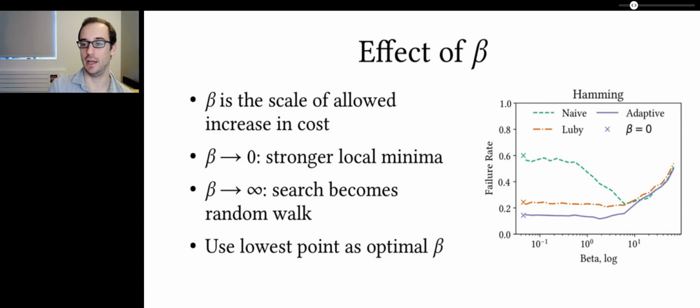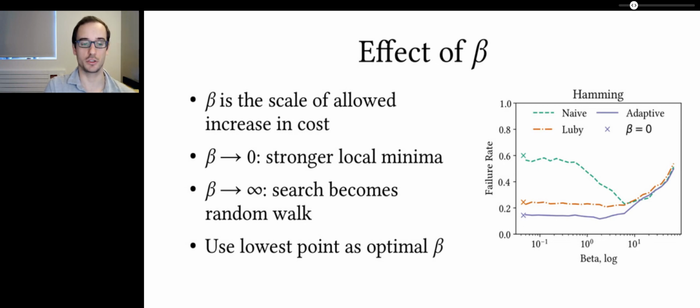Here we can see as we decrease beta, the naive algorithm starts to get worse and worse from its optimum point. And this is because as beta tends towards 0, the local minima of the search becomes stronger and stronger. It becomes more difficult for the search to escape them because increases in the cost become more and more penalized. The naive algorithm doesn't have any way to escape these local minima, and so the performance suffers. Whereas both the adaptive and Luby algorithms can use restarts to escape these local minima.